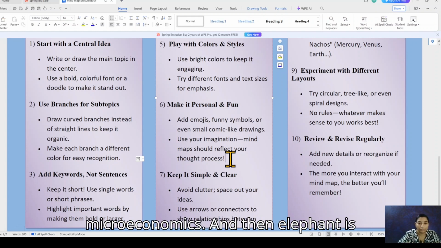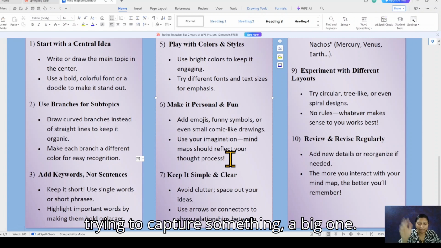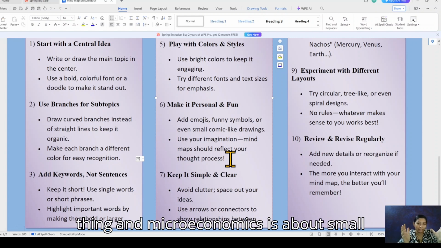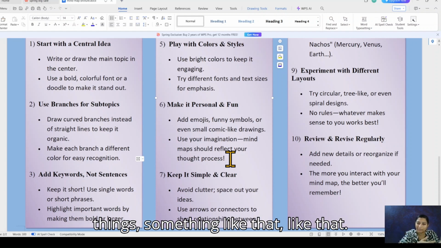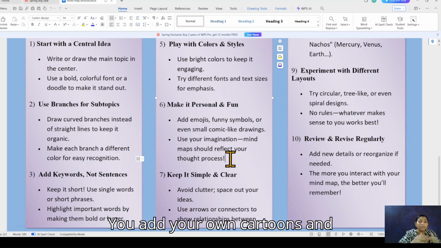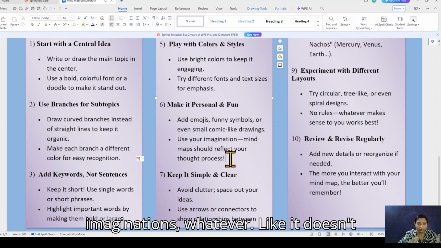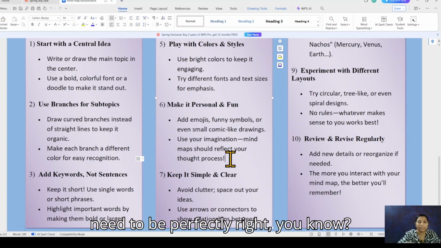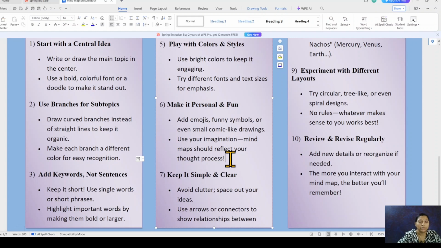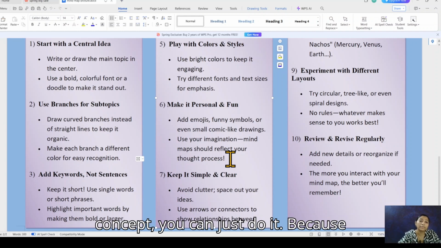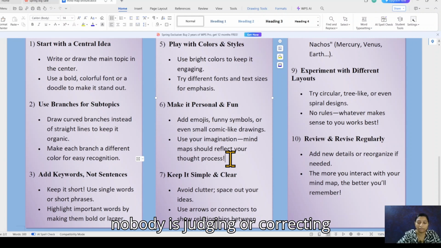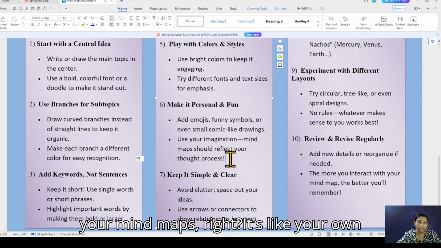It's like microeconomics. And then an elephant is trying to capture something big, because macroeconomics is about the big thing and microeconomics is about the small thing. Like that, you add your own cartoons and imaginations, whatever. It doesn't need to be perfectly right, you know. If it adds something fun to your concept, you can just do it, because nobody is judging or correcting your mind maps, right? It's your own mind map.